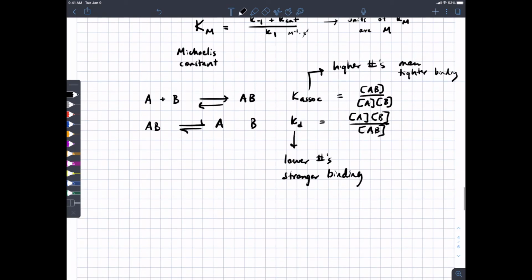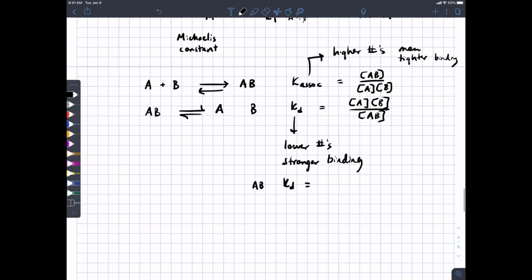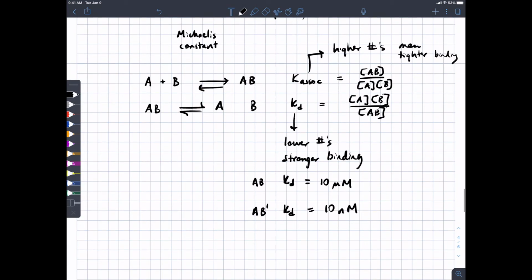So as an example, suppose I have many different molecules B that bind to protein A. If the Kd for the AB complex equals 10 micromolar, whereas the Kd for some other B complex equals 10 nanomolar, that means this one is the more stable complex. This one's tighter.